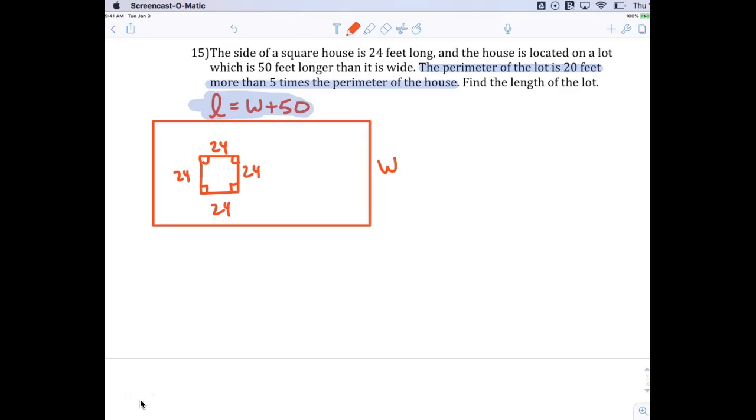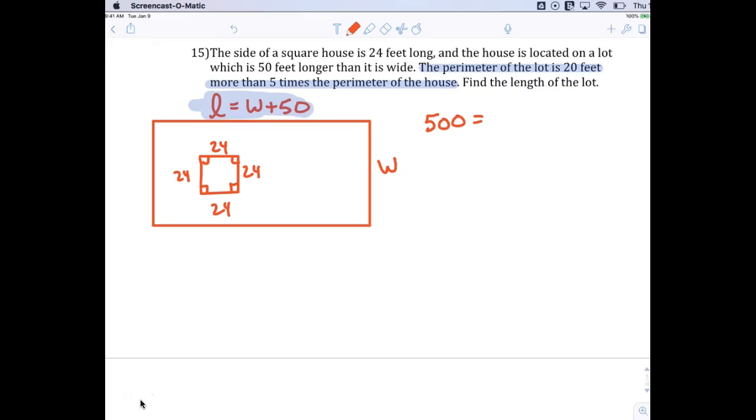So now 96 times 5, come on, 96 times 5 is 480. And then 20 feet more than that would make it what? 500 would make it 500. Is everybody with me now? So the perimeter of my lot is 500 feet.